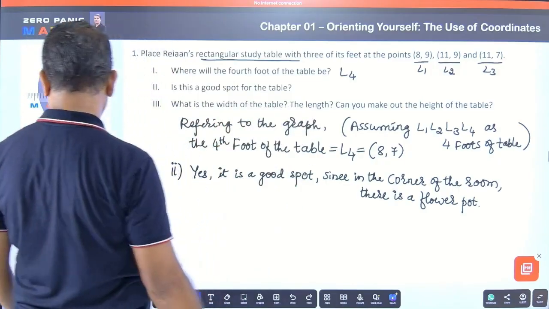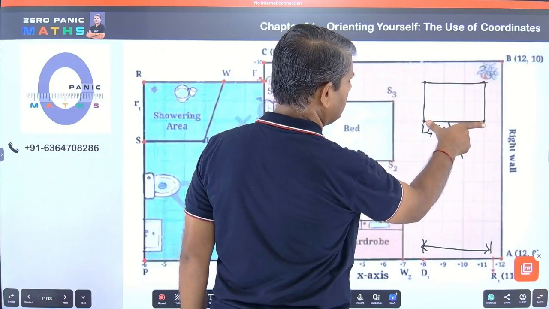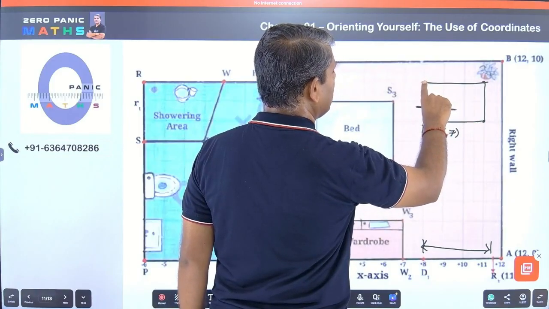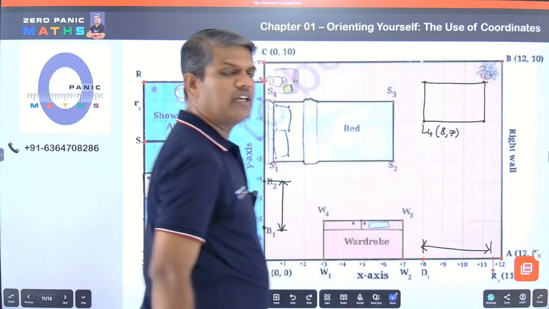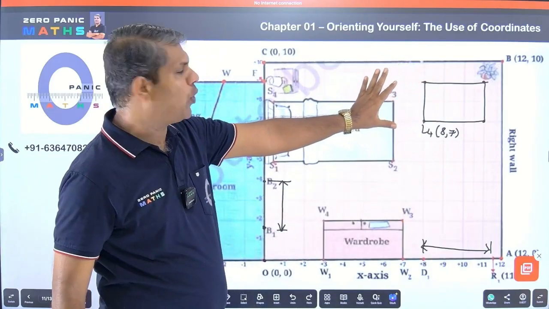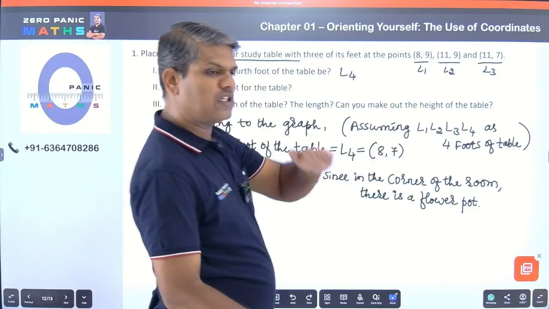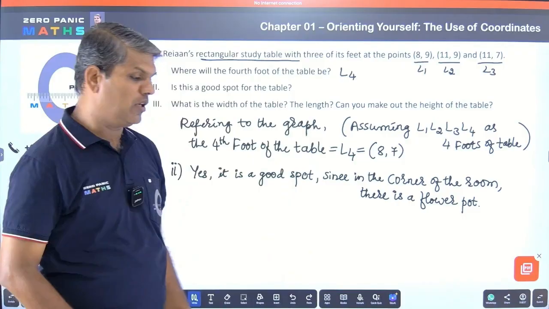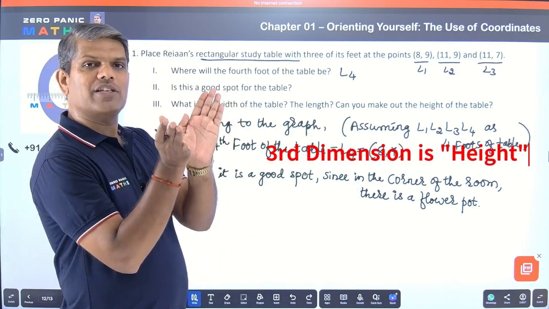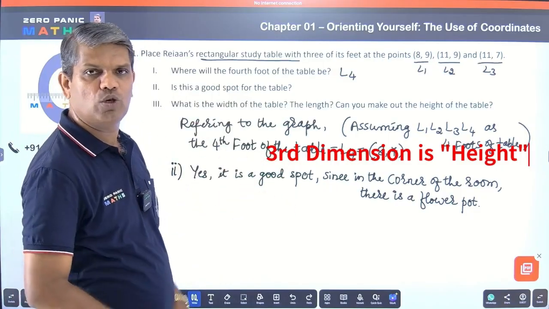Now how do you find out the width and length of the table? Width is the distance between the x coordinate values of any two corners of the table, and the length is the y coordinate difference between any two points, the horizontal or parallel two points. And the last question is, can you make out the height of the table? No, we cannot find out the height of the table because it is a two-dimensional figure. The two dimensions are width and length only. The third dimension is not possible to represent here.